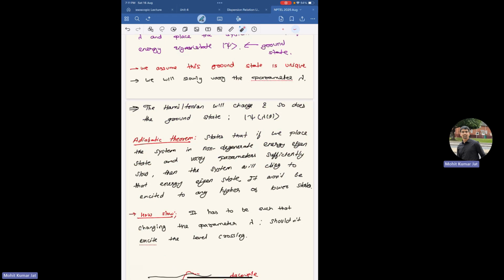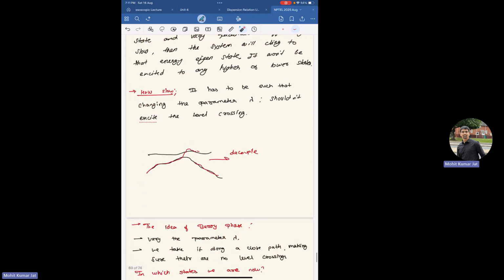Adiabatically means that whatever state the system is in, it should not do a level crossing with the next available or the below available energy state. It should be isolated so that its weight doesn't get transferred to the other level, because if it does, the information is lost: now those two linear combinations are there and you can't separate them. That's what quantum mechanics says.